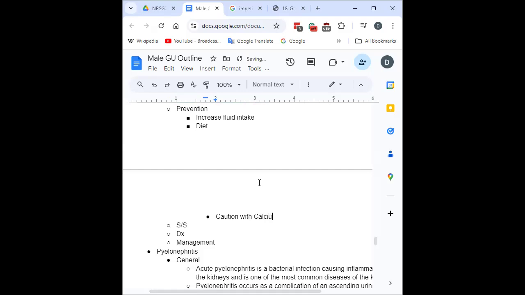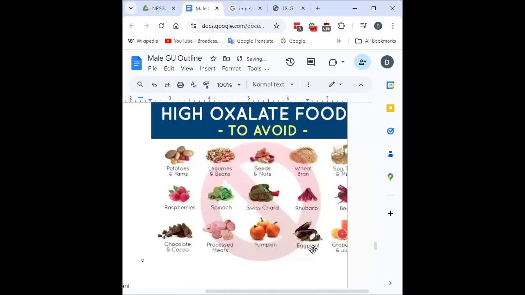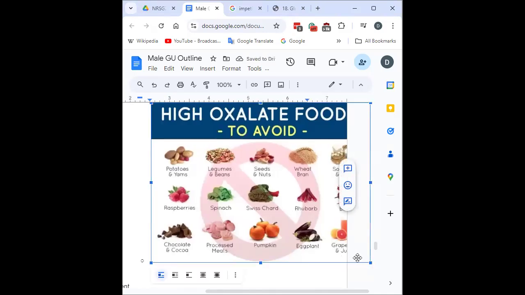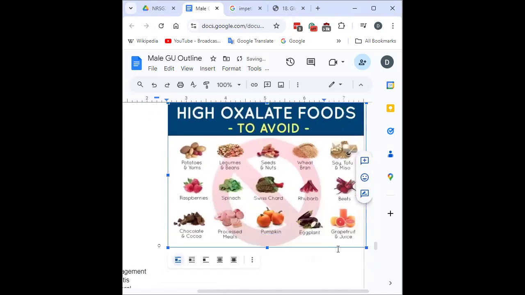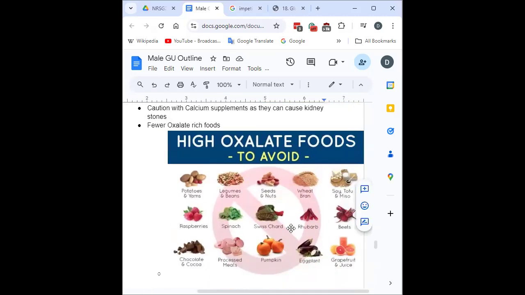Caution with calcium supplements, so kidney stones can be made of calcium. And fewer oxalate rich foods. I have a picture, and I don't think you need to memorize this stuff. A lot of it you can cluster to get the general idea, but I have it just because.